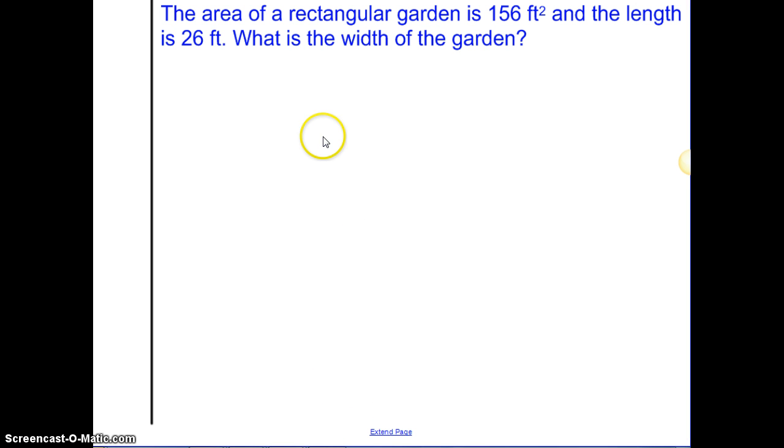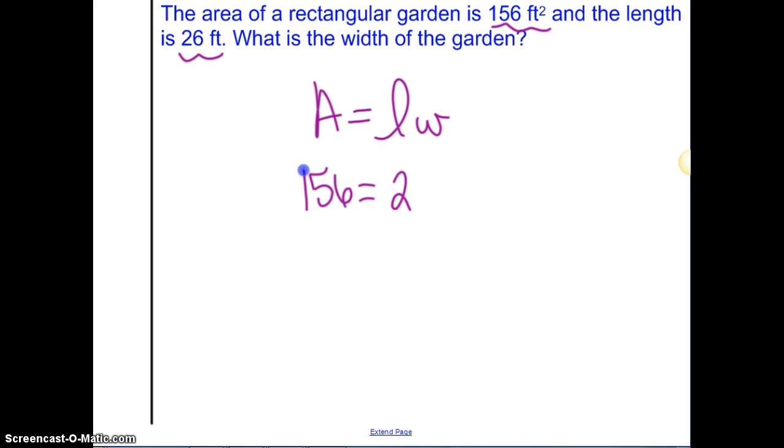All right, a word problem. Let's do a couple together. The area of a rectangular garden is 156 feet squared, and the length is 26. So you know area equals length times width. So if the area is 156 and the length is 26, I've got 156 equals 26w. So go back in and figure out, what does that give you?